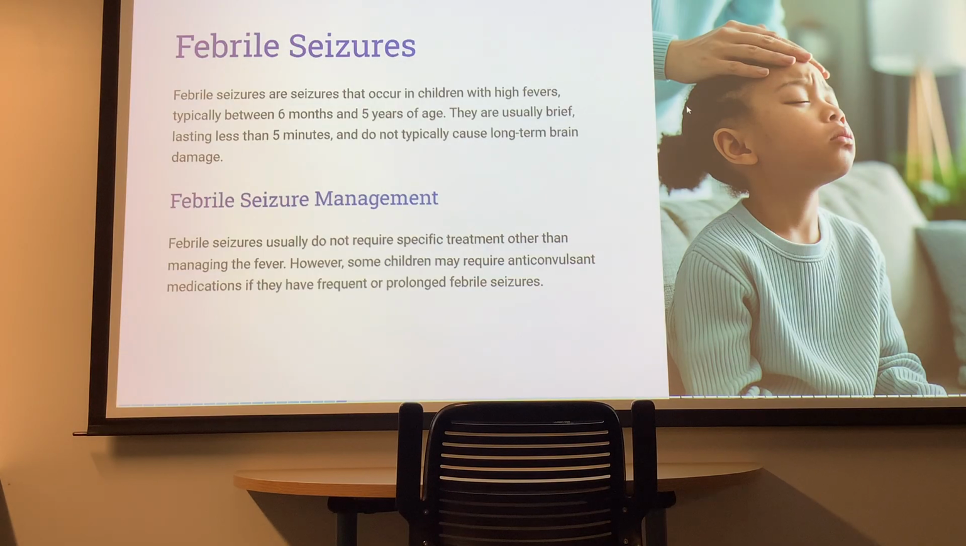Watch it if it gets too long. Watch it if it gets too long, right? Seizure precautions, okay? So these kiddos are definitely going to have, if they're in the hospital with us, we're going to implement all of those seizure pads, right? Making sure that they're nice and safe. We're going to watch it because if it lasts too long, then we might have to give an anticonvulsant as well, right?